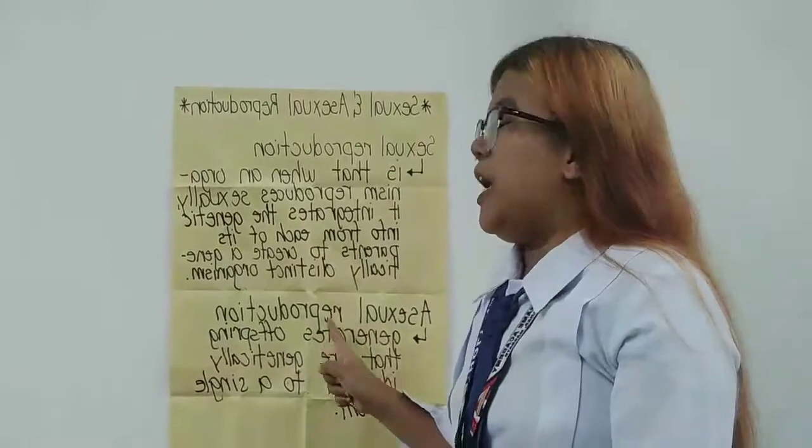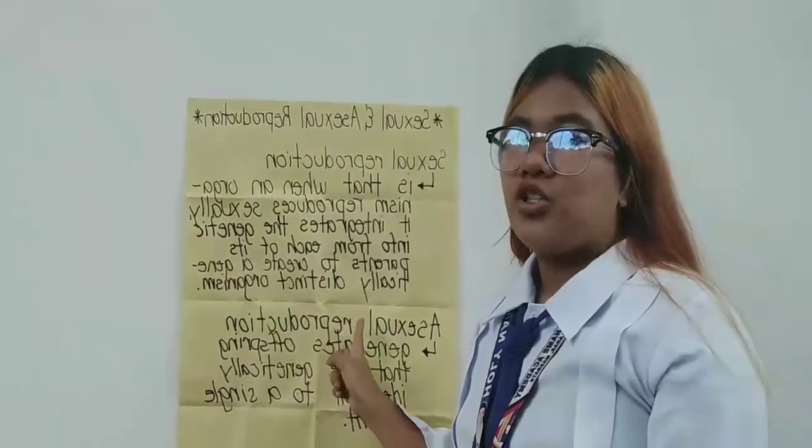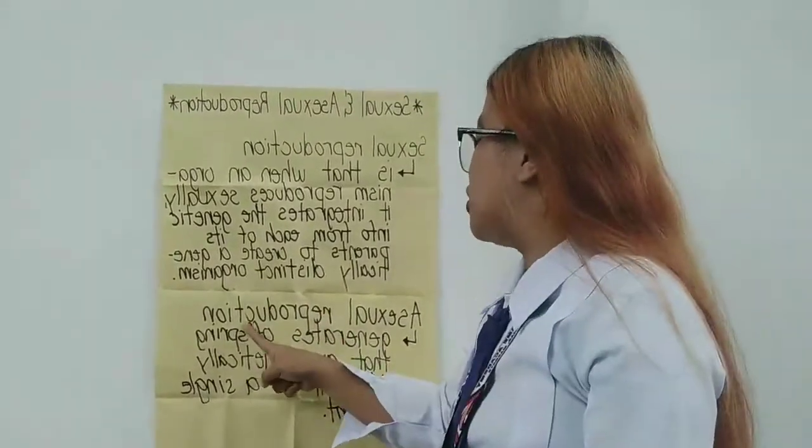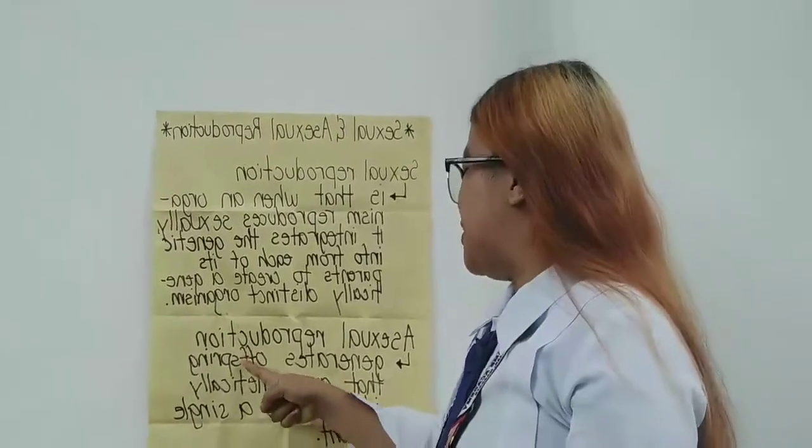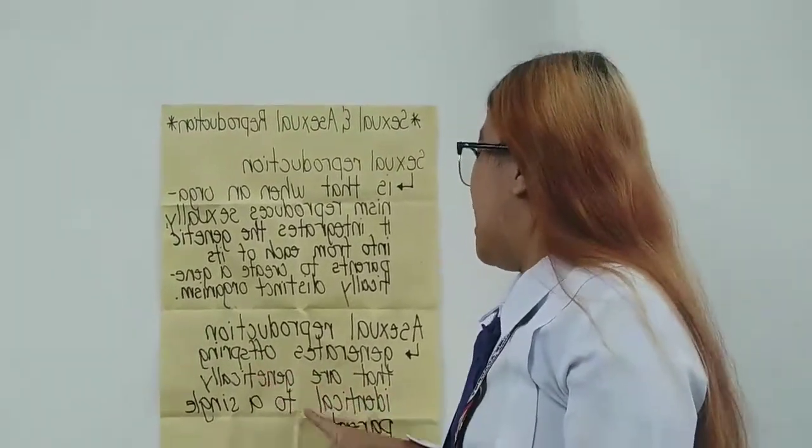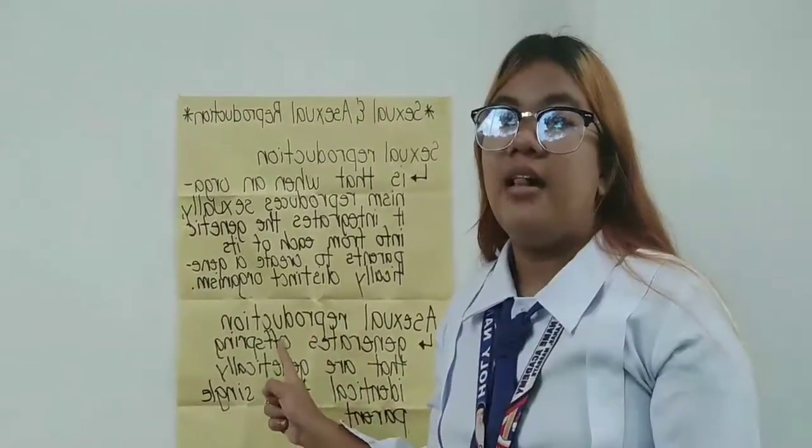So, here we come to asexual reproduction. Asexual reproduction generates offspring that are genetically identical to a single parent. Sexual reproduction involves sex cells and fertilization, so two parents are involved to generate the offspring. Examples are plants and animals or mammals.